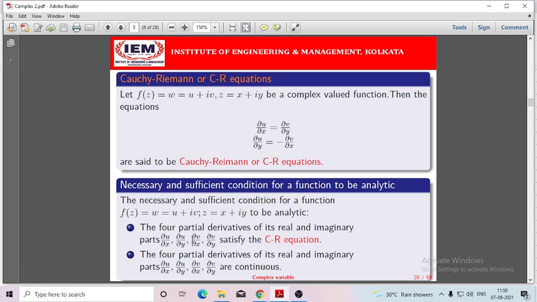Like Rolle's theorem, where there are three criteria, similarly here there are two criteria. So it will be analytic if these two hold. These two conditions are sufficient to show that f(z) is analytic. So if an arbitrary function is given to us and we are asked to show that it is analytic, then we need to check these two conditions. Was that clear?